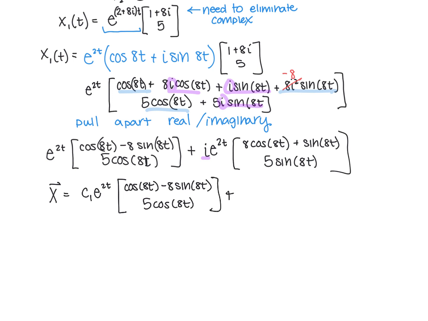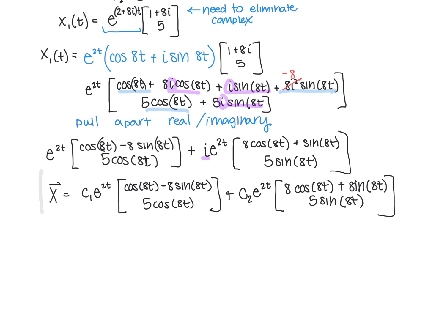plus, here's the beauty of that, we know it needs to be the imaginary part, so we're just going to call this C2 e to the 2t. This is the initial value part, and that wasn't kind. This is the hard part. That's alright, we can skip it. You get the idea?